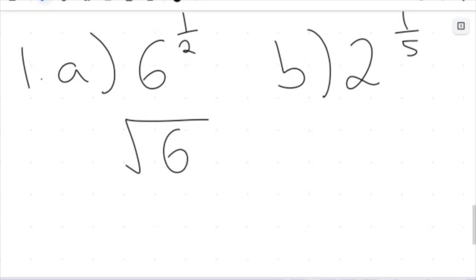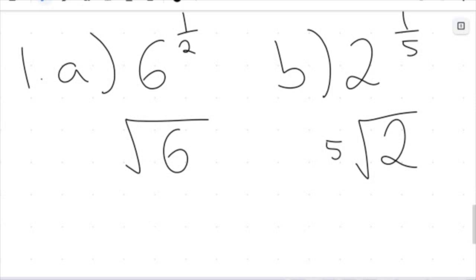And we do the same thing for the next question. This 5 here, this time, is going to be the degree of my radical here. And the 2 ends up going inside that radical, inside that root.